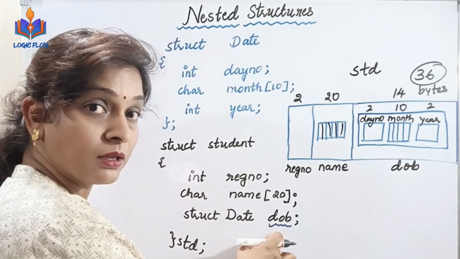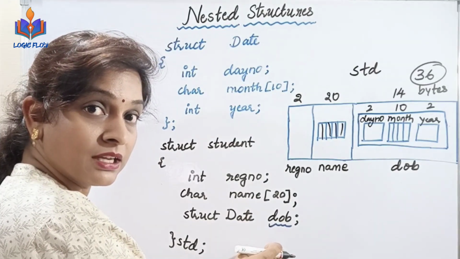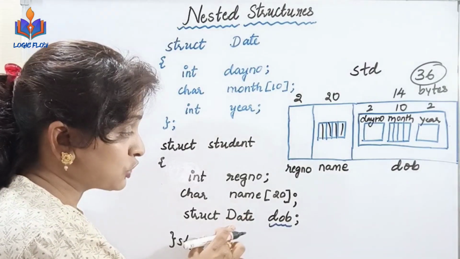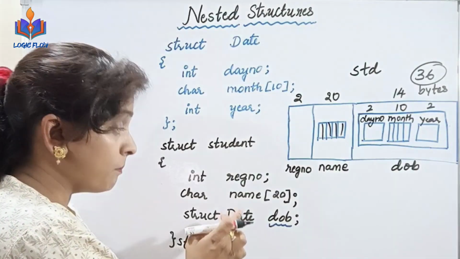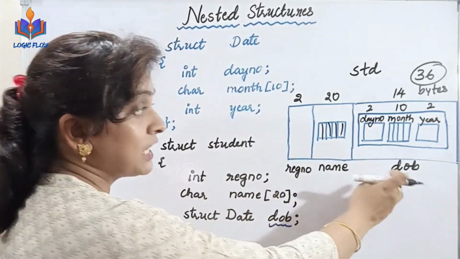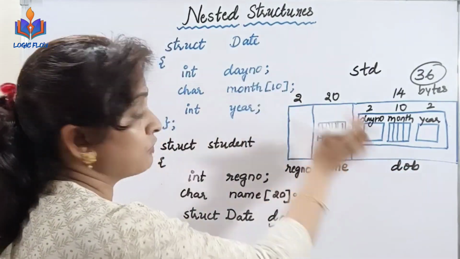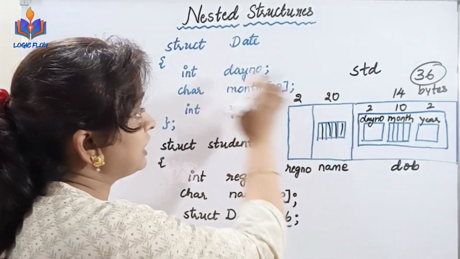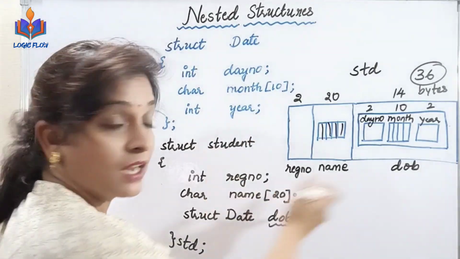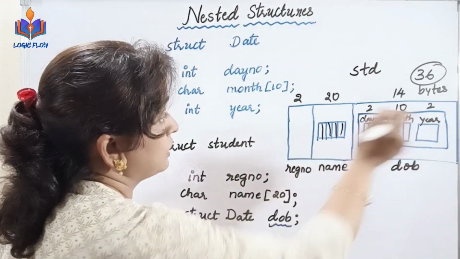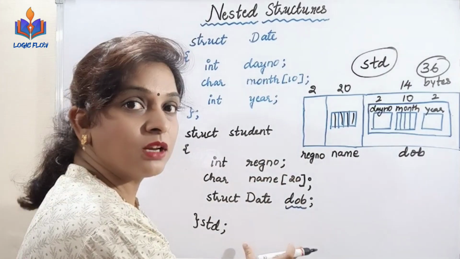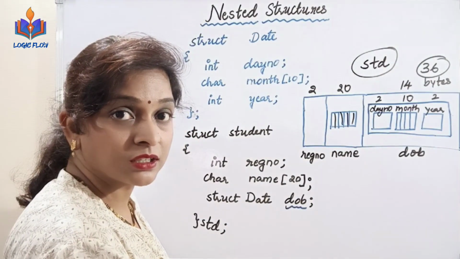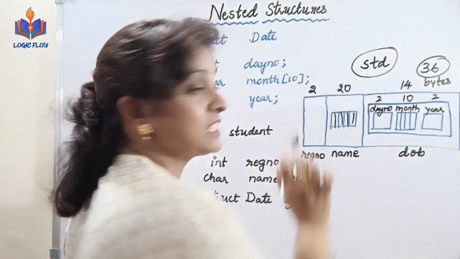It's a variable. It means this variable is a structure variable of another structure, that is date. Then I should get the memory for the members of this structure. So here I say DOB. Members means I have day number, I have month, and I have year. Day integer 2 bytes, month array 10 bytes, then we have the year, 2. So total memory allocation is 2 plus 20 plus 14, it is 36 bytes, right? So 36 bytes for std.